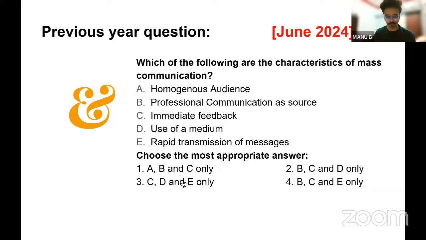Okay, what is it? Many of you say option 3, 2, 4, C. Answer is 3.